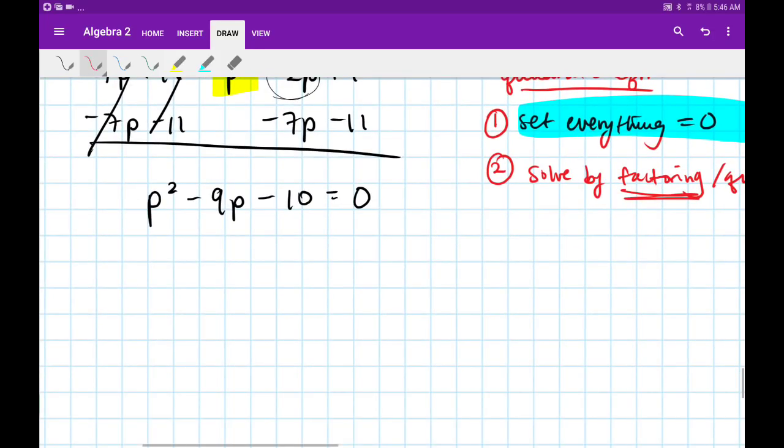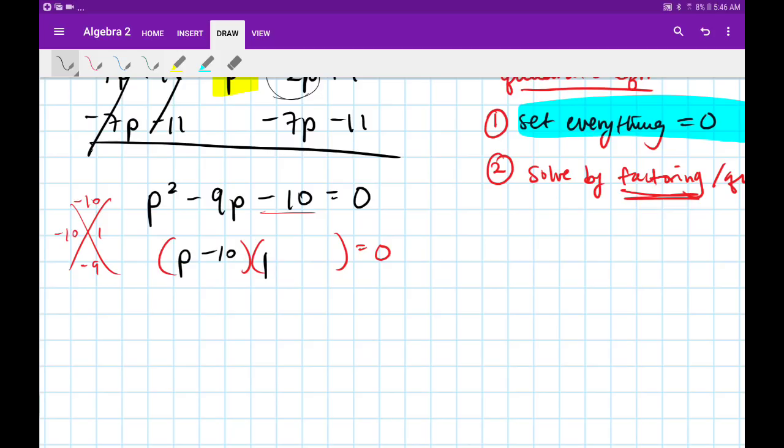Now you can factor this. So everybody learns factoring differently. I'm going to go ahead and use magic X to fill this in. So I need two numbers that multiply to negative 10 and add up to negative 9. Those are going to be negative 10 and positive 1. So I have p minus 10 and then p plus 1 equal to 0. So from this, setting each factor equal to 0, I get p equals 10 as one solution, and p equals negative 1 as my second solution.